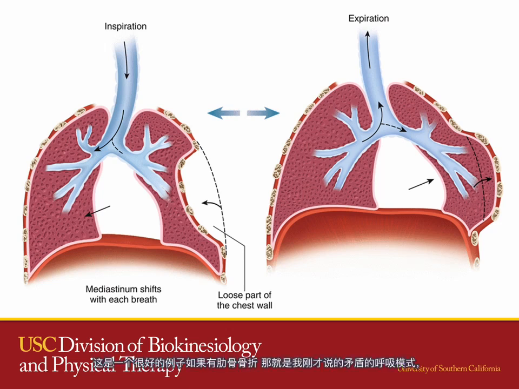So this is a good example of if there's a rib fracture. That's the paradoxical breathing that I was talking about. So when you're breathing in, it's actually collapsing during inspiration. So it's getting smaller in that area where the fracture is. And then as you're breathing out, it's going out. So again, this is what we don't want. We don't want to see that with their breathing.